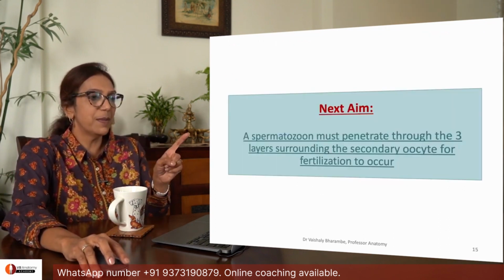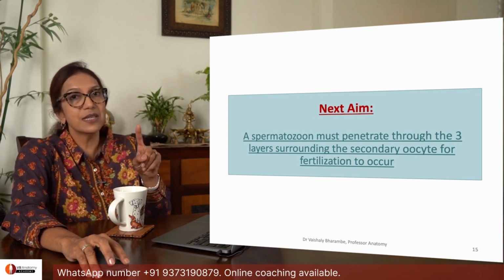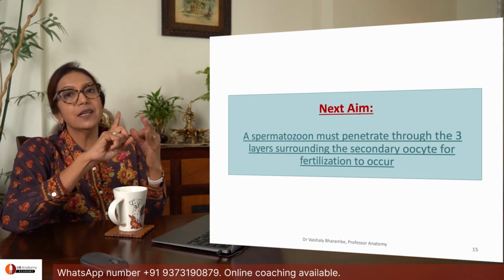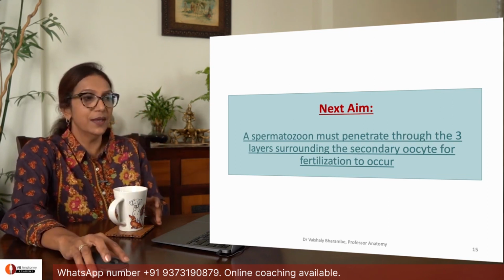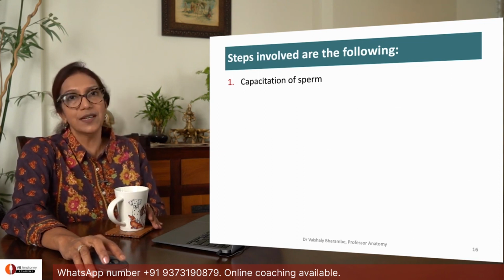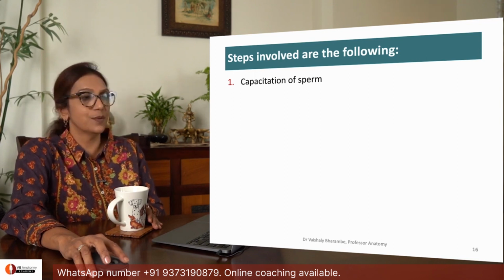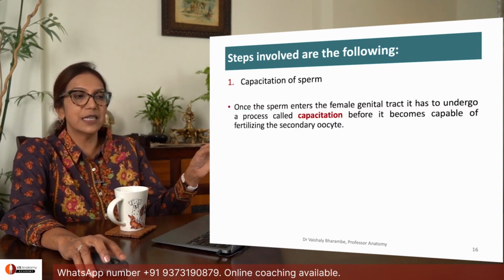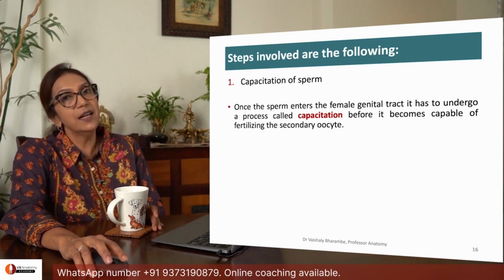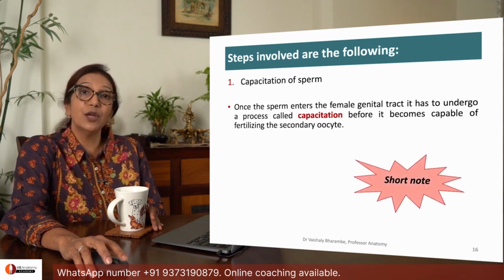The aim is for the spermatozoon to penetrate 3 layers surrounding the secondary oocyte. Which 3 layers? Vitelline membrane, Zona pellucida, corona radiata. Okay. But first, the sperm must prepare itself for the journey. What is that preparation called? It's called capacitation. Only a capacitated sperm is capable of passing through the corona radiata and entering into the secondary oocyte. It's a very common short note.